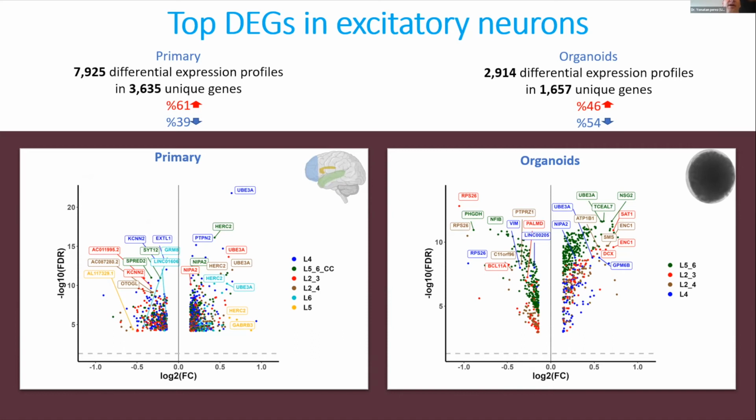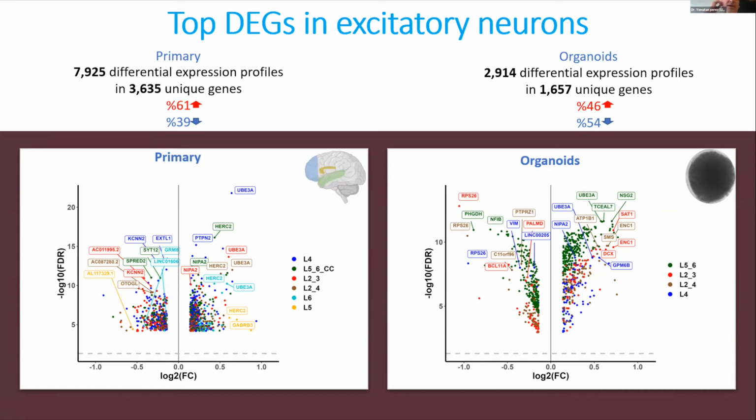And for primary nuclei, we found over 7,900 differential expression profiles in over 3,600 unique genes. For organoids, we found fewer genes that were differentially expressed, around 2,900 in over 1,600 unique genes. These volcano plots on the bottom are showing some of the top differentially expressed genes in the excitatory lineage.